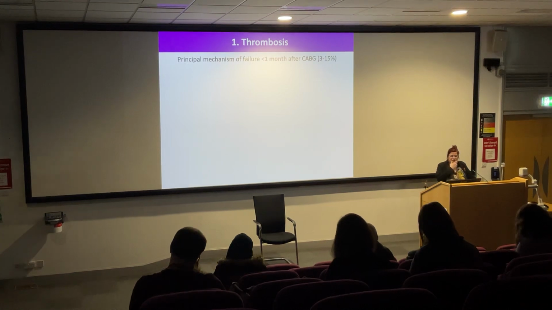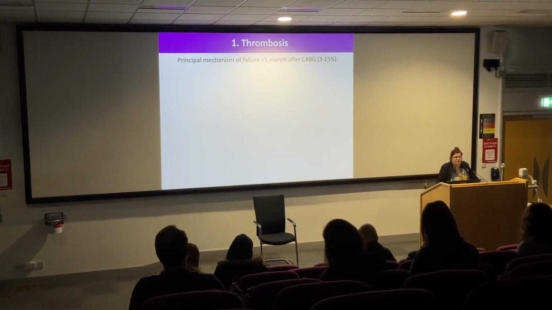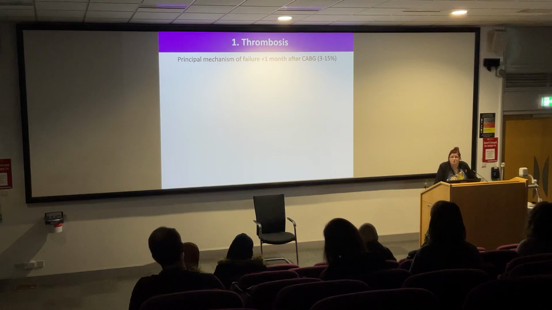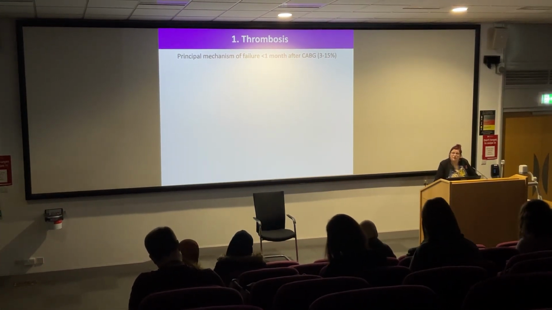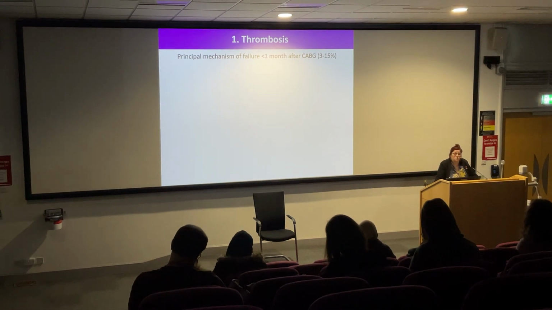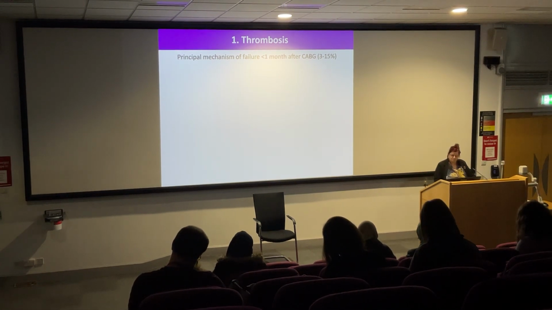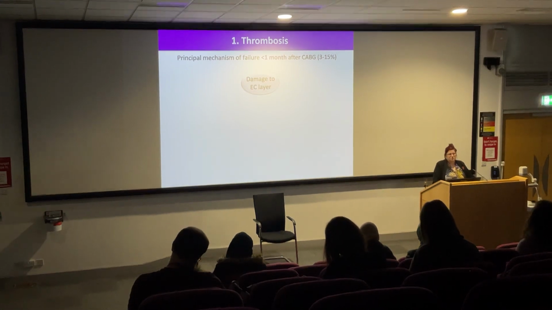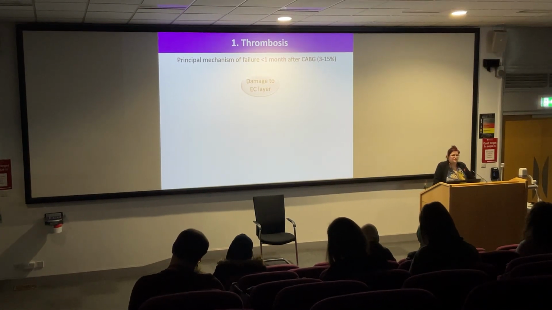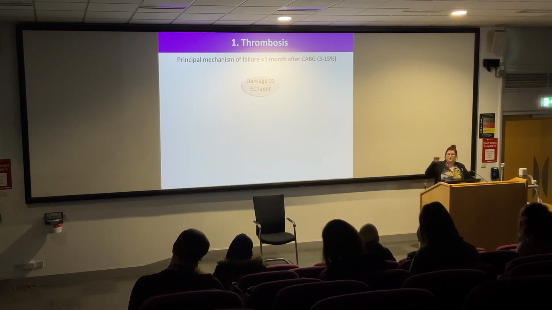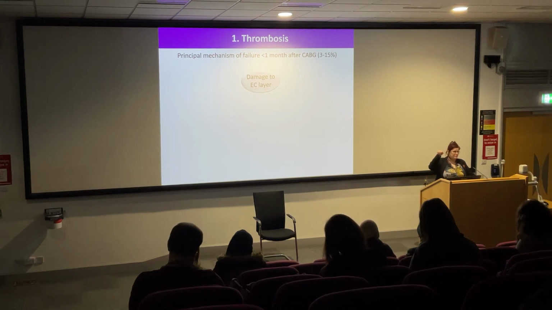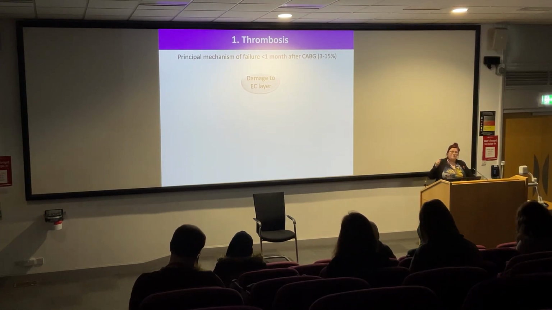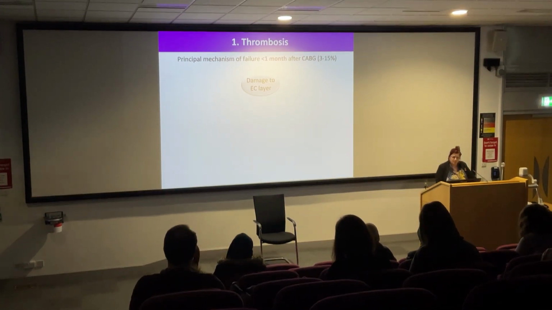So thrombosis is the main mechanism of vein graft failure within the first month after CABG. Okay? So that's within the first 4 weeks of having that surgery. If you get a failure of a vein graft in that time, it is most likely going to be because of thrombosis. And this is caused because you get damage to that endothelial cell layer. You remember with the endothelial cell layer, those were the green cells. That's the ones that line the inner layer of your blood vessel. And if you get damage to that endothelial layer, then that can lead to thrombosis.